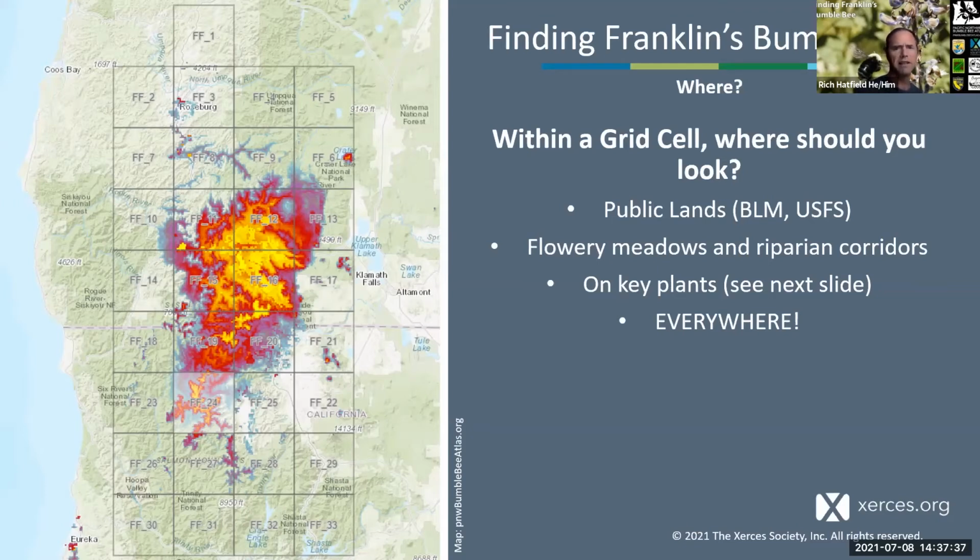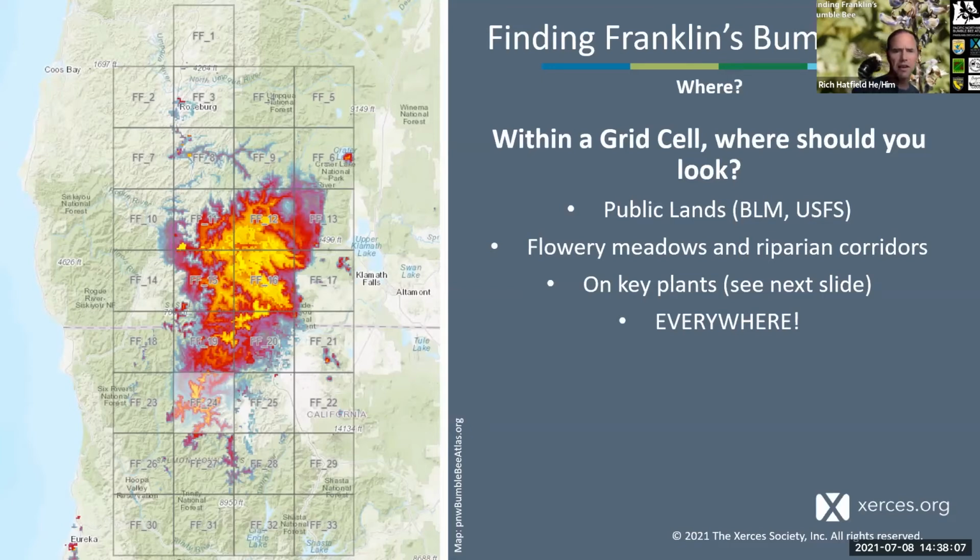Within those public lands, the BLM and Forest Service lands are both great places to go conduct surveys. We recommend that you spend your survey effort largely in flowery meadows and riparian corridors. And within those flowery meadows and riparian corridors, we would suggest that you look on the key plants. And we'll talk about some of these key plants in a minute here. And Leaf has already mentioned some of them.